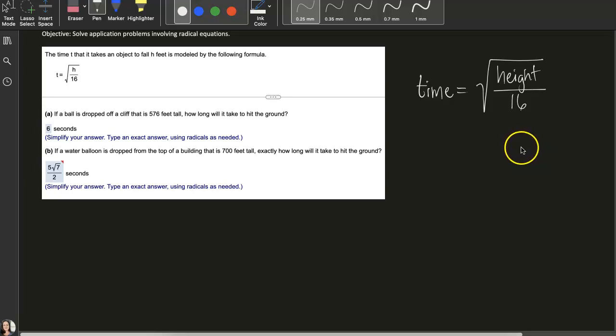In this problem, we are given a radical equation formula that describes the time it takes an object to fall a certain height in feet. Notice that we take that height, divide it by 16, and then find the square root of that quotient to determine the time it takes the object to fall.